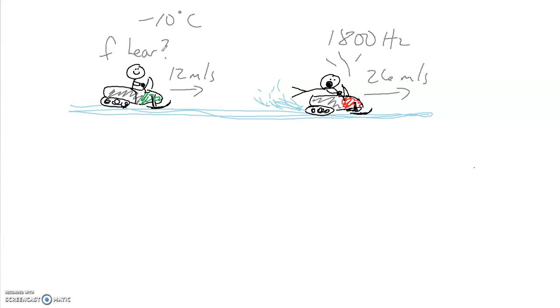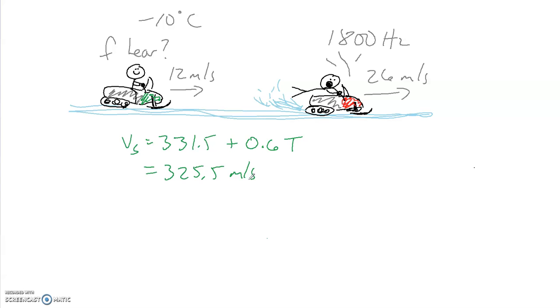Okay, so let's see if we can figure this out. Once again, you've got the temperature thing, so let's just find the speed of sound. 331.5 plus 0.6 T. I know it's negative 10, so it's going to drop a little bit. 10 times 0.6 is 6, so I just have to subtract 6 from this. So it'll be 325.5 meters per second. There's my speed of sound.